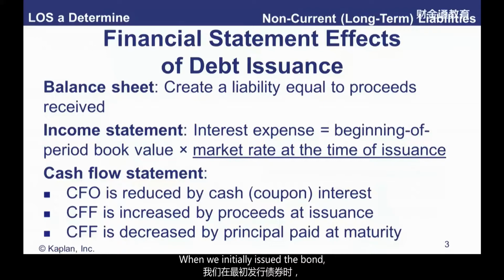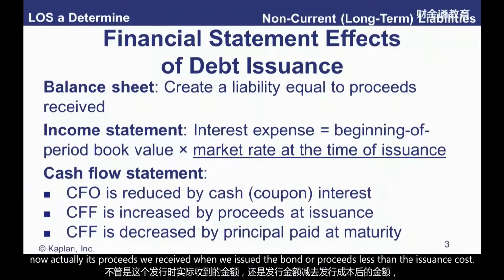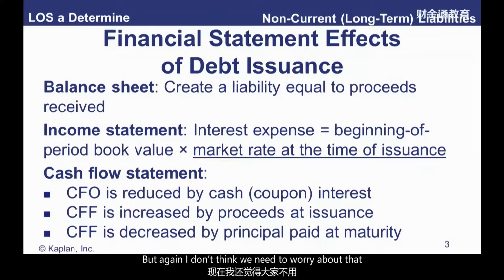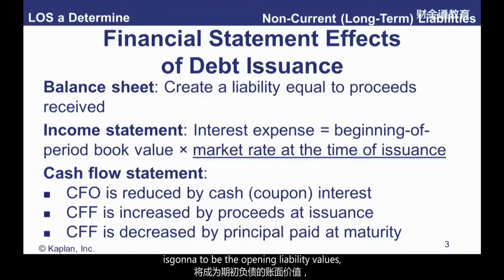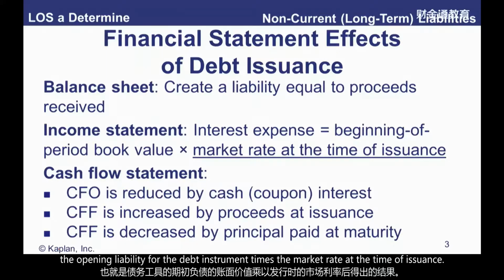When we initially issue the bond, we're going to create a liability equal to the proceeds we receive when we issue the bond. Actually, it's proceeds we receive when we issue the bond, or proceeds less any issuance costs. But again, I don't think we need to worry about that too much right now. In the income statement, our interest expense each period is going to be the opening liability for the debt instrument times the market rate at the time of issuance.